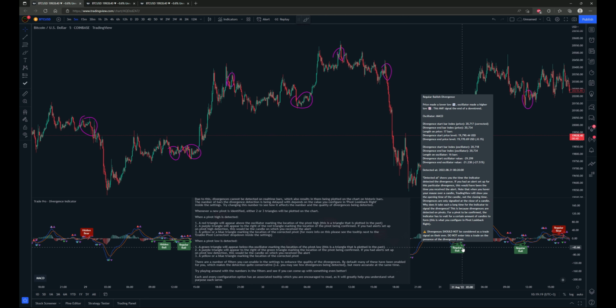I'm just going to get rid of this display welcome screen, and then we'll go right down to the pivot lookback right section, which is set to 4 by default, which means the divergence will not be signaled for 4 bars.